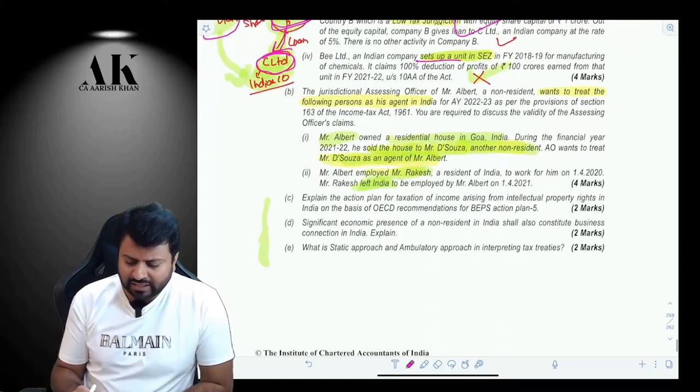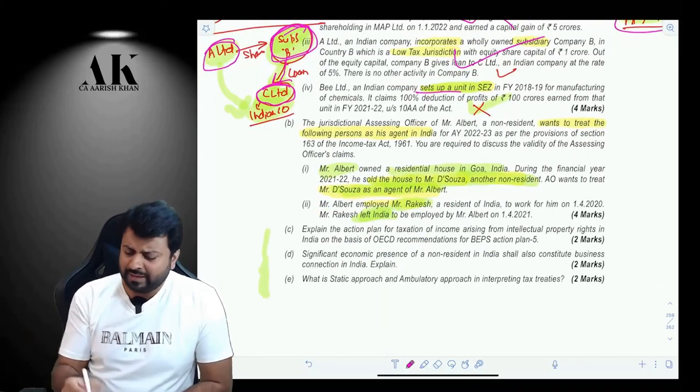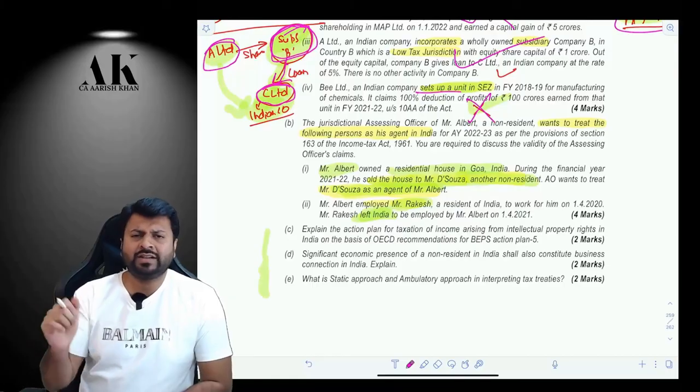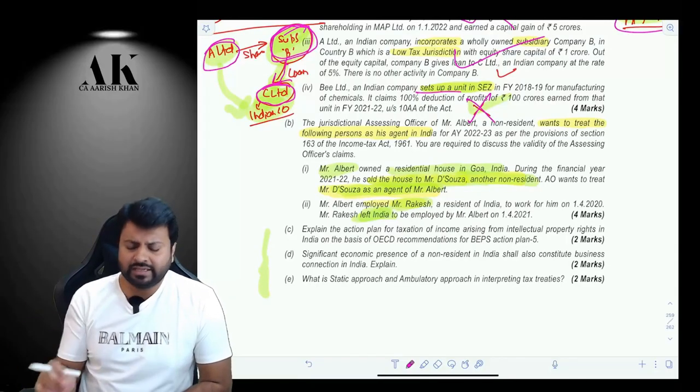And the fourth company is what? It is setting up some unit in SEZ. Whether GAR will be applicable? No, it is allowed. It's tax planning. It's not even tax evasion. Forget about tax avoidance. It's a tax planning case. It will be allowed as a deduction.